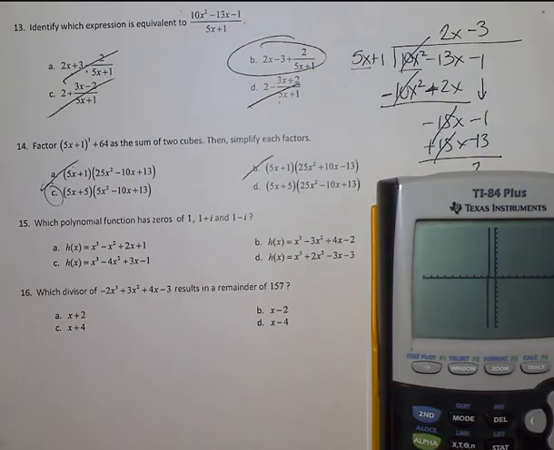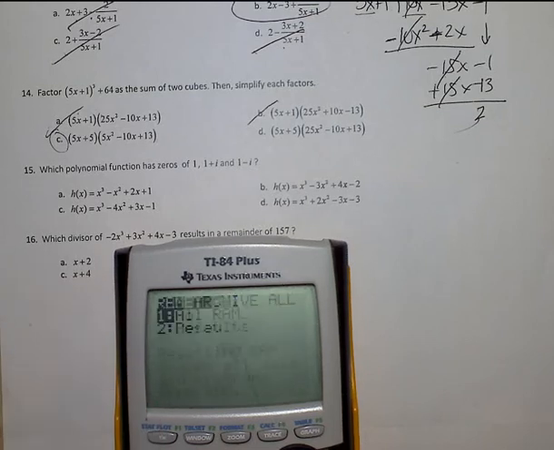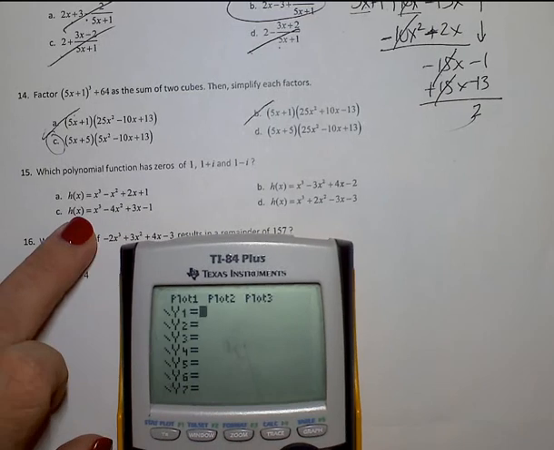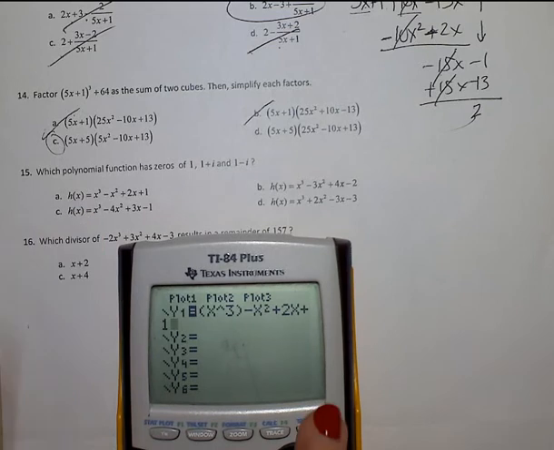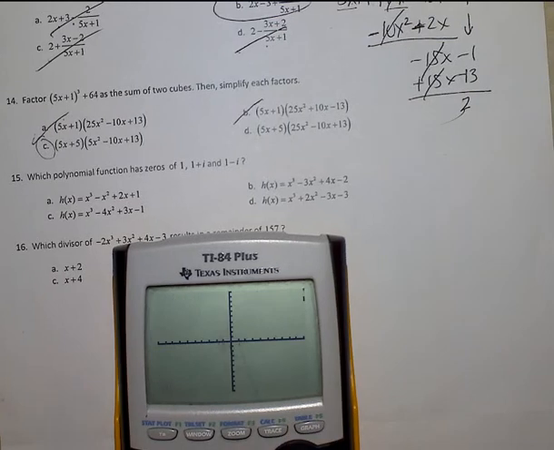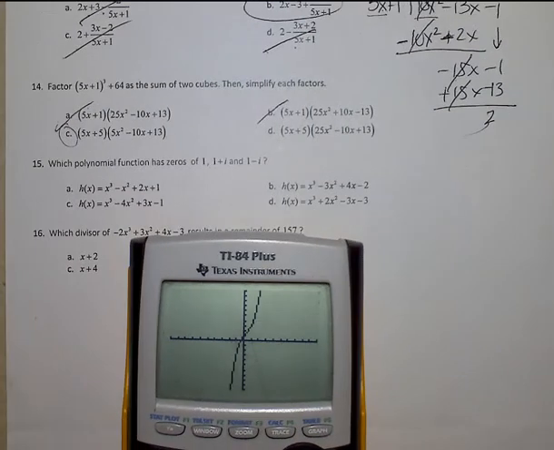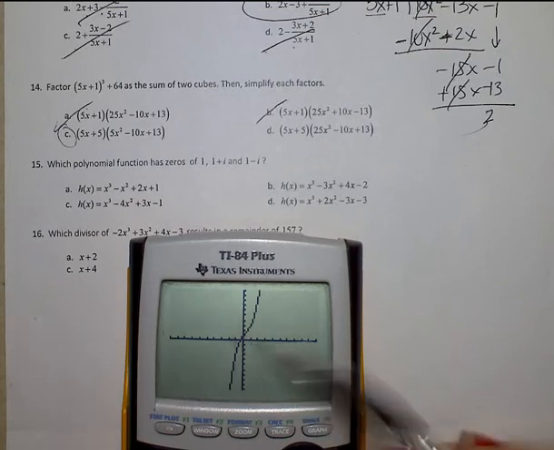Which one of the following has zeros of 1, 1 plus i, and 1 minus i? Okay, clear your calculators, please. Let's start with the first one. X to the third, subtract x squared, plus 2x plus 1. And graph. I'm looking for something that has an x-intercept of 1. I can already see this does not have an x-intercept of 1. So cross out option A.